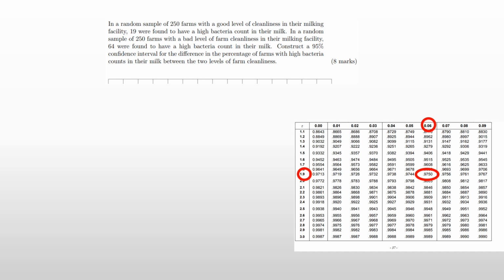So it will be 95 plus 2.5%, which is 97.5%. So you'll be looking for 0.975 in the tables. And then you find the corresponding Z value. This is just to demonstrate how to read the Z tables again, but you actually don't need this in this question.